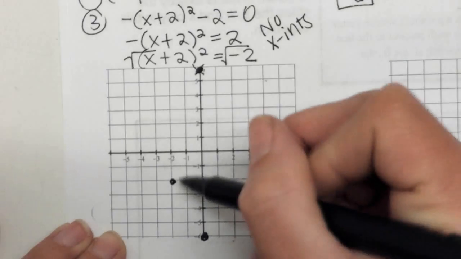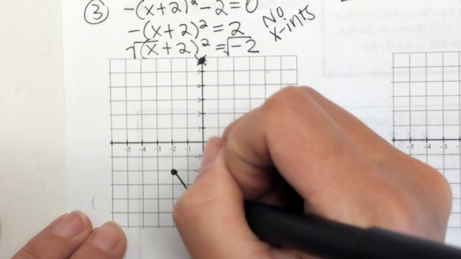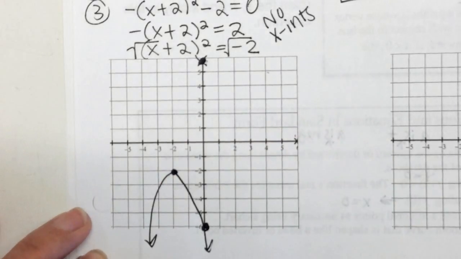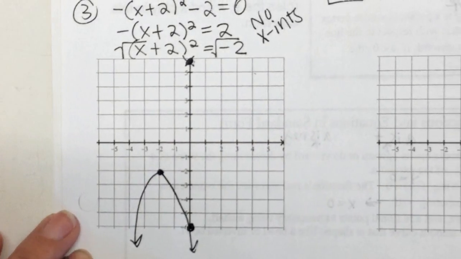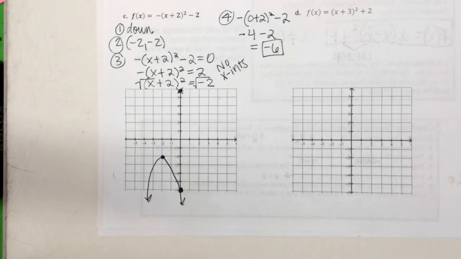-2, -2. And you can see if this is your center, it's going to go down from here, right? So this is your center. It opens down, so it'll look like this. Notice how it doesn't touch your x-axis. All right, now try number 4. Maybe that'll clear up some problems y'all are having. So once you see that this is taking the square root of negative, you can stop and put no x-intercepts.